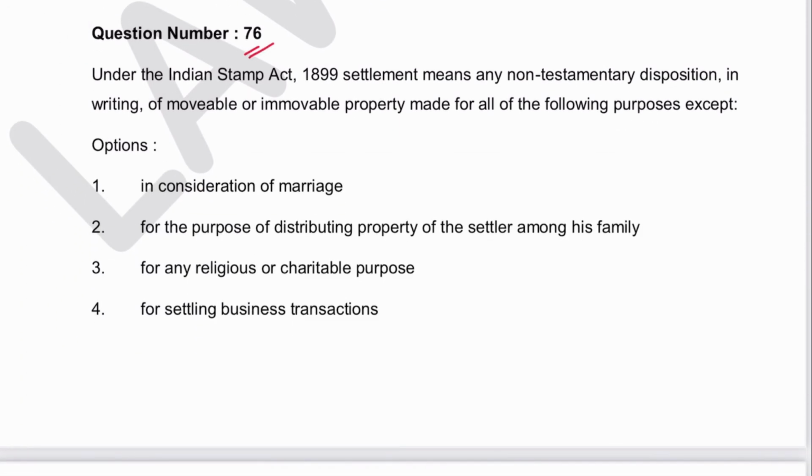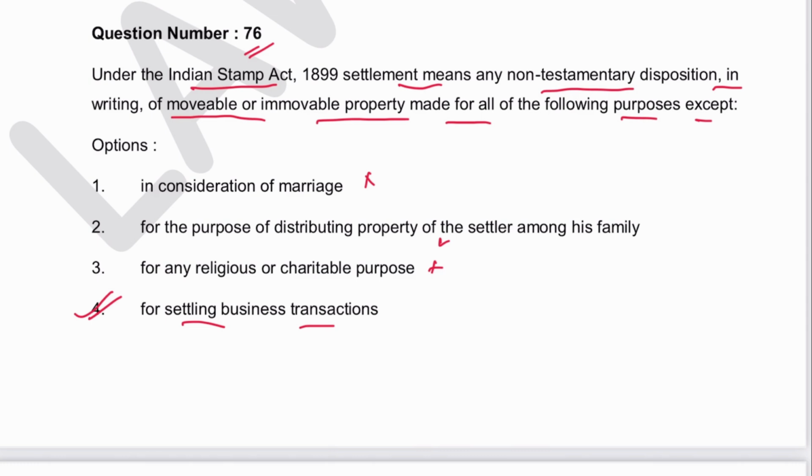Next, 76. Under the Indian Stamp Act, settlement means any testamentary disposition in writing of movable or immovable property made for all of the following purposes except: consideration of marriage, no; distributing property, no; religious purpose, no; for settling business transactions. 4 is the answer.